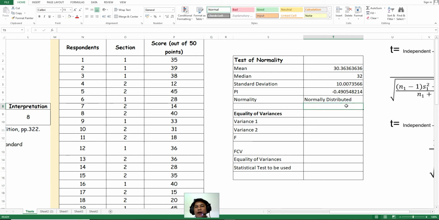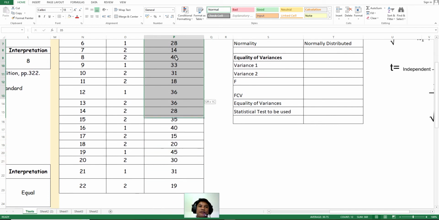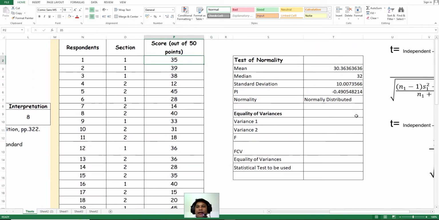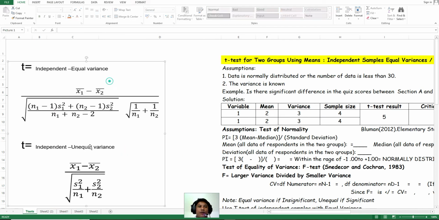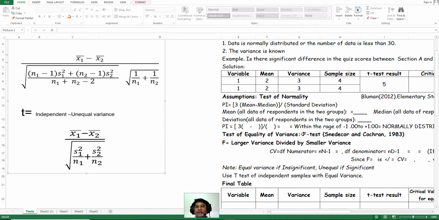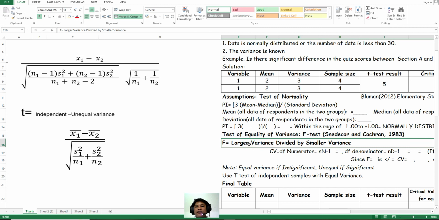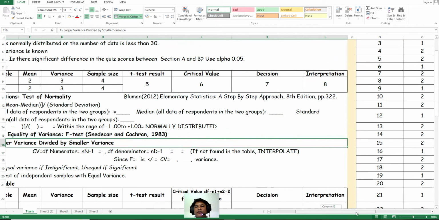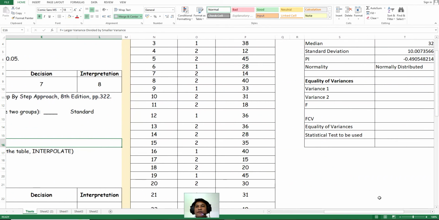So we can now use the t-test formula, because the second assumption is to find the variance. Of course, we can get the variance because our data set is numerical. And then we will get the equality of variance, so we can decide whether we will use the equal or unequal variance. For the equality of variance, we will use the f-test, which is larger variance divided by smaller variance. That means we have to get the variances first.